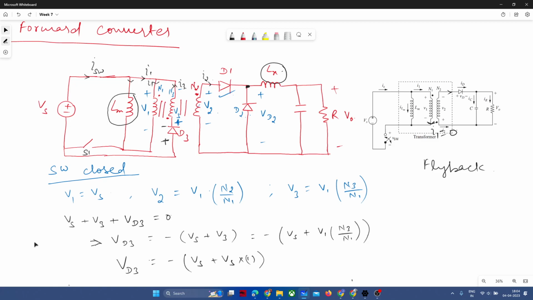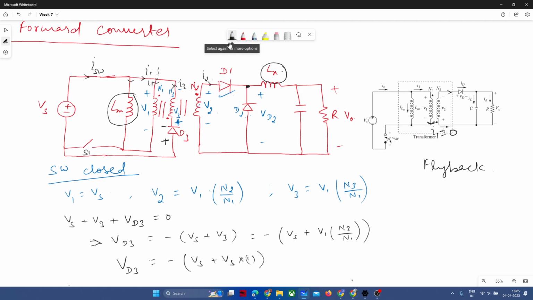We started with the analysis of this converter when the switch was closed and when the switch was open, so that we can segregate those operations and get a better overall idea, right? So when the switch was closed, the voltage appearing across the primary winding was directly Vs, because when the switch is closed, Vs appears directly at the V1 terminal, or V1 node. Let us call this node 1.